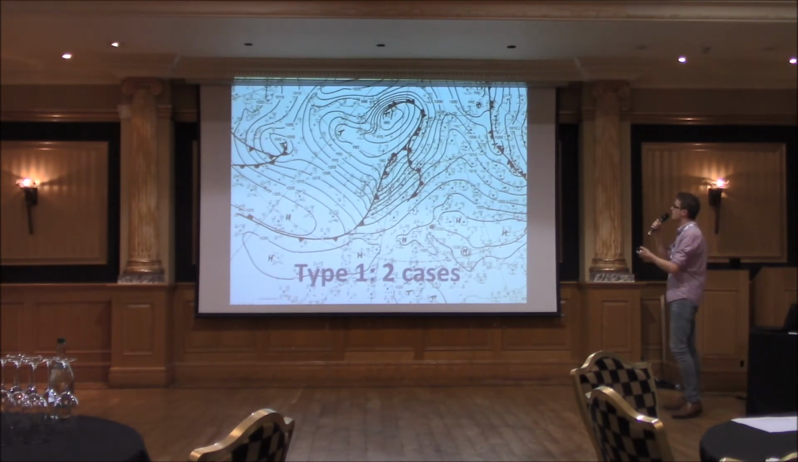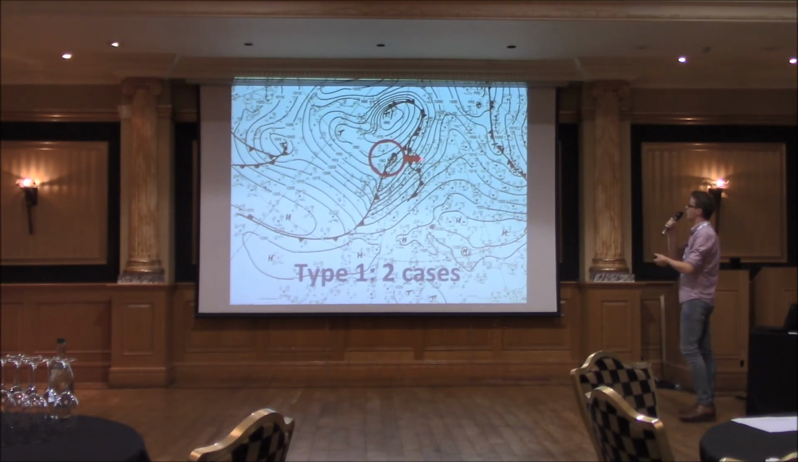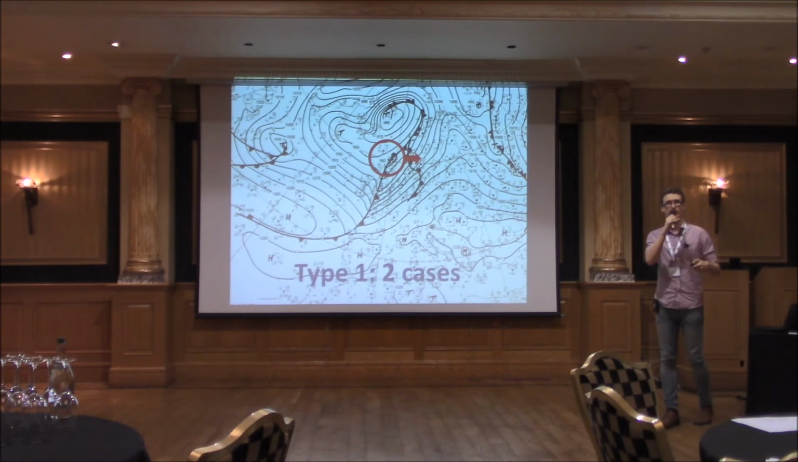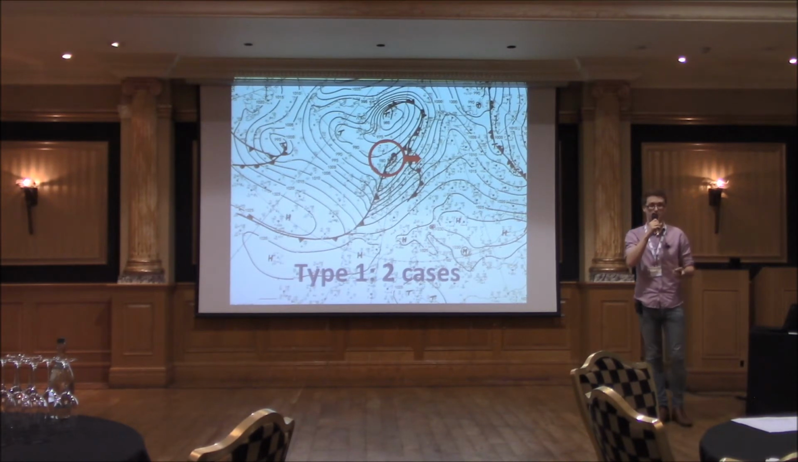But type A tends to have a nice cut-off low or some kind of low pressure associated with the synoptic jet and a really nice intense cold front that cuts through the United Kingdom in a north-south orientated manner. Now, these kinds of events seem to produce quite a lot of tornadoes.